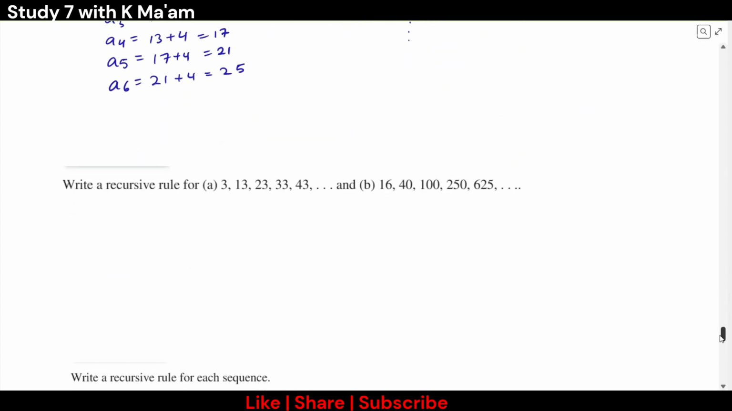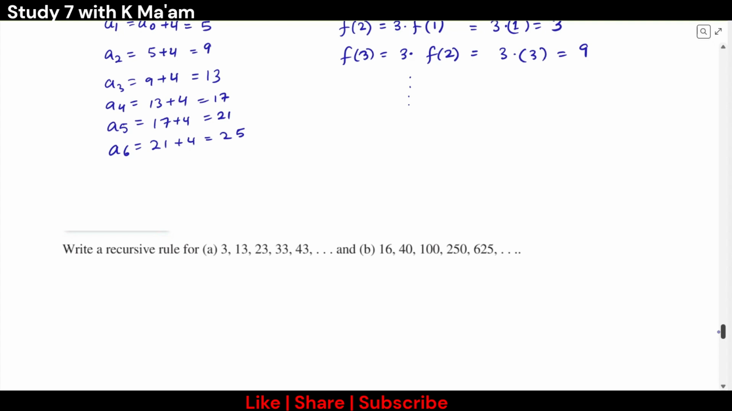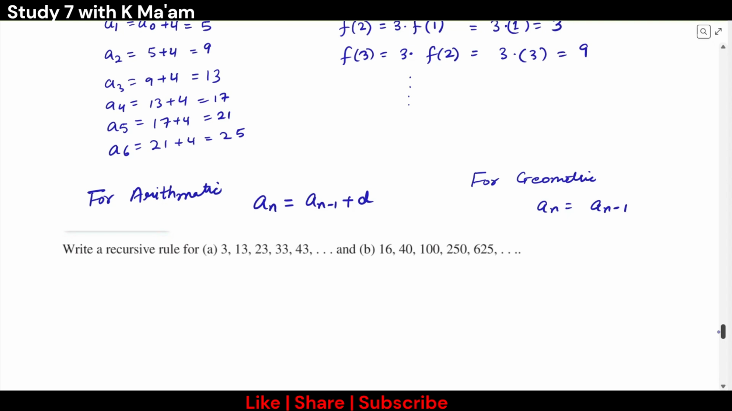Okay. Then, the recursive rule for arithmetic sequence and for geometric sequence. For arithmetic, a_n will be equal to a_(n-1) plus common difference b. For geometric, a_n is equal to a_(n-1) times r.